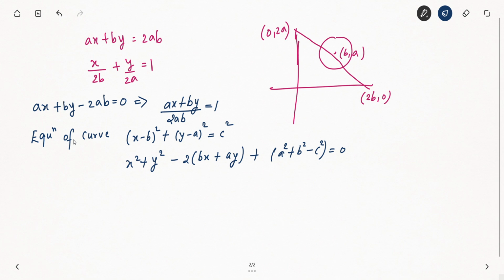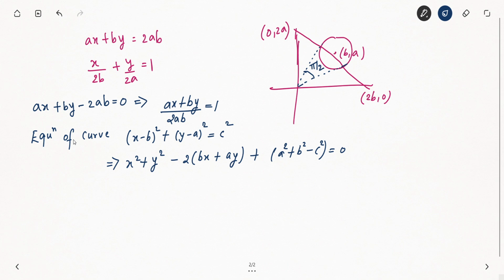And one more thing: in this question it was saying that for the pair of straight lines joining the origin to the points of intersection of the line with the curve, this angle is pi by 2. This angle is pi by 2 when the given condition holds. So I have rewritten this curve's equation like this, and now we have the equation of the required pair of straight lines by homogenizing this curve.